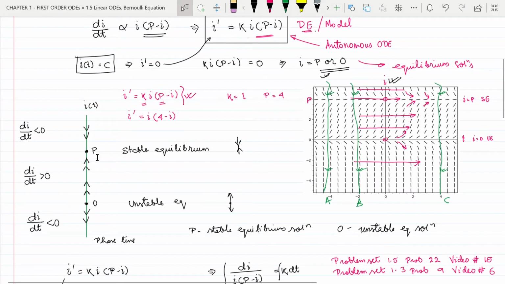Exactly this happens here. We can see that for stable equilibrium, all of the slopes point towards the stable equilibrium point, that is I equal to P. However, for this unstable equilibrium, the slope line elements point away from the equilibrium point. Same thing here. The arrows point towards the stable equilibrium. However, for unstable equilibrium, the arrows point outwards.